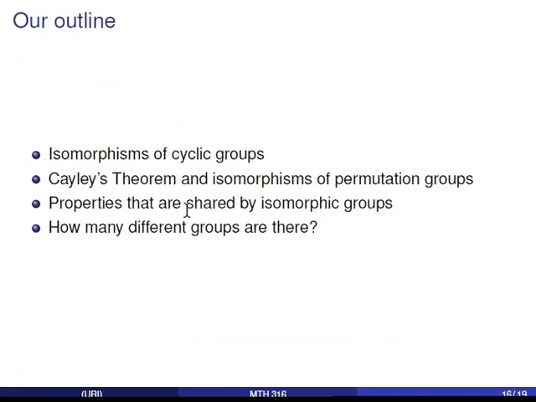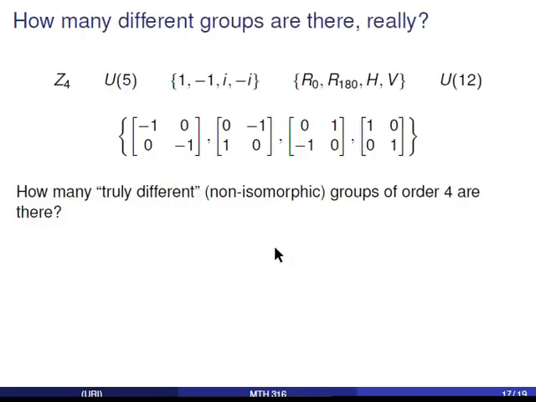All right, so this concludes our discussion of our properties that are shared by isomorphic groups for now. To end the video, I'd like to talk about this question of how many different groups there are. Now, in one sense, there should be infinitely many groups of any given order. I've gone ahead and listed here a few groups we've seen so far that all have order 4.